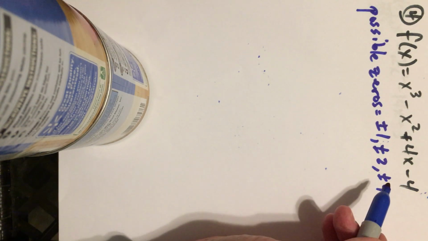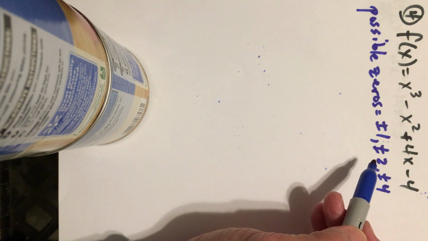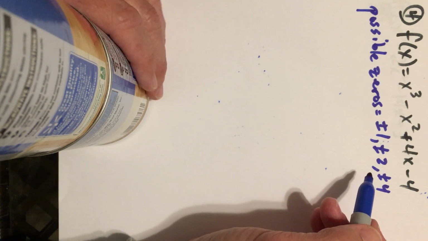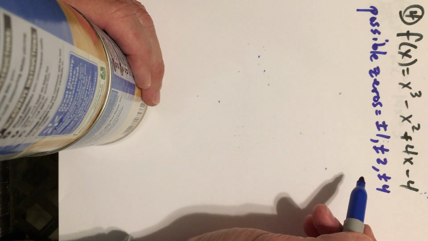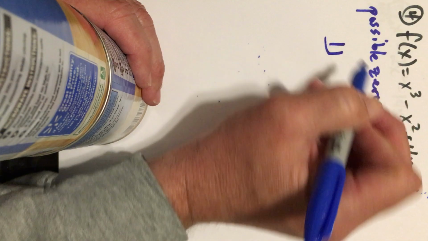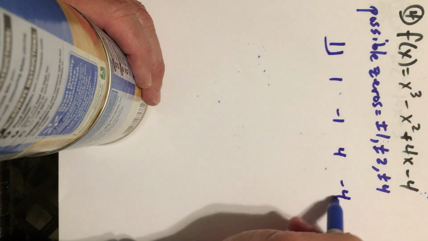So on this one, I've only got 6 numbers total I can try. +1, -1, +2, -2, +4, -4. Those are the only options I've got. Okay? For this problem, I'm going to start off with a 1. Bring down a 1, -1, 4, and -4.